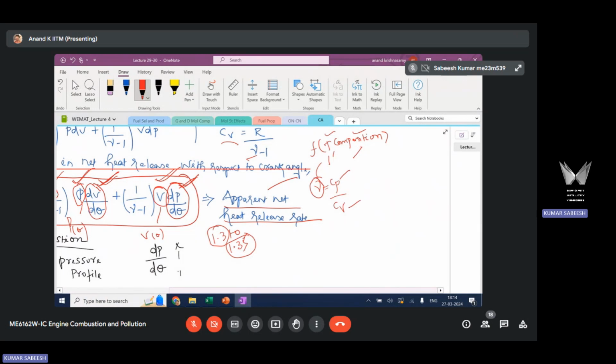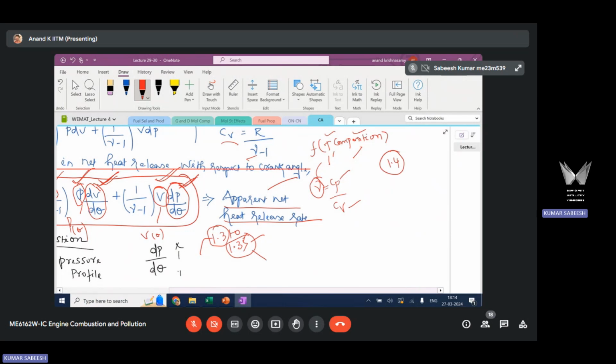But nevertheless, over a period of time, people have researched and found that gamma varies in the range of 1.3 to 1.35. Gamma value will be high when the temperatures are low. That is, at the start of combustion, it is typically around 1.35. It's a high value. It's closer to air. For air, in the air standard cycle, we use a gamma value of 1.4. It's the ideal value.